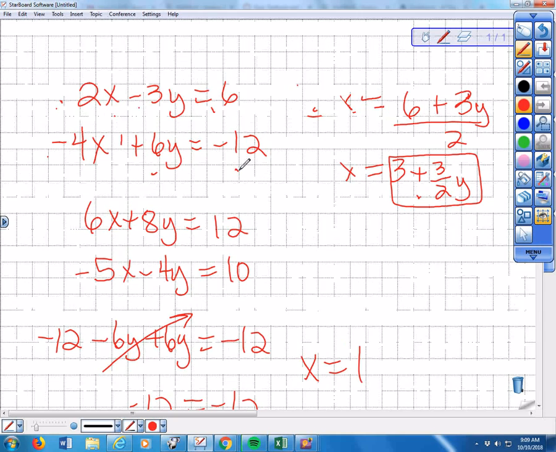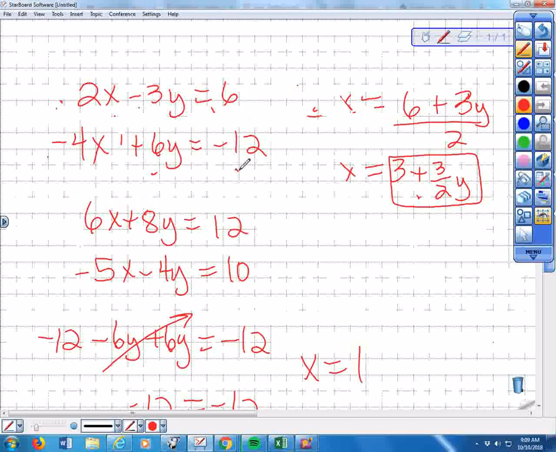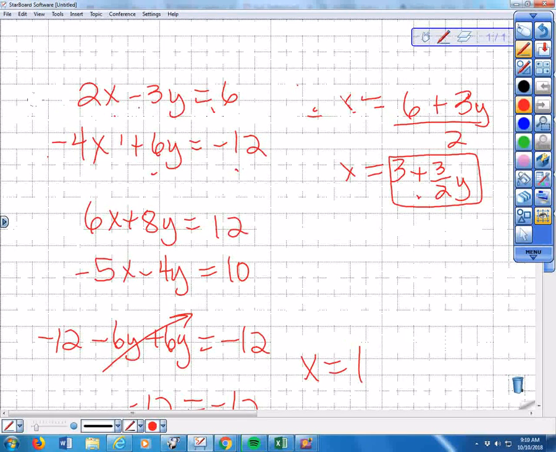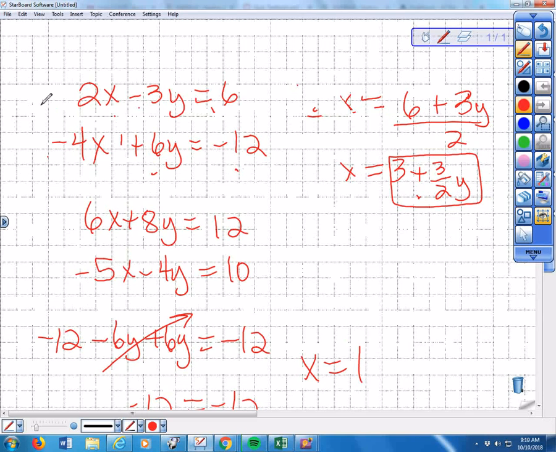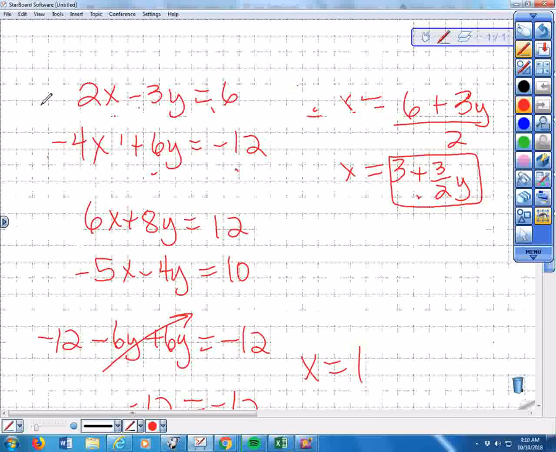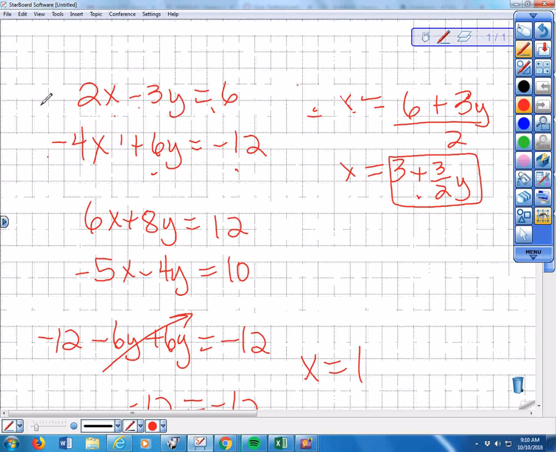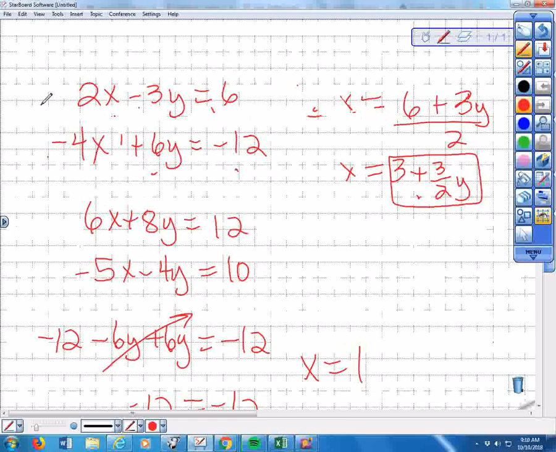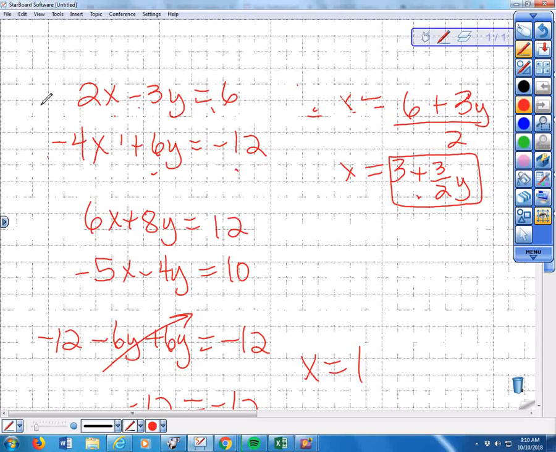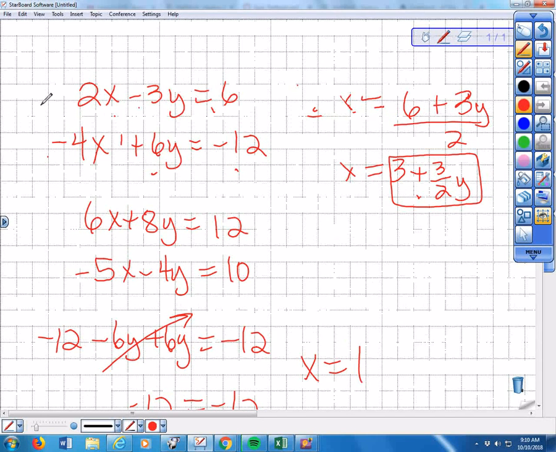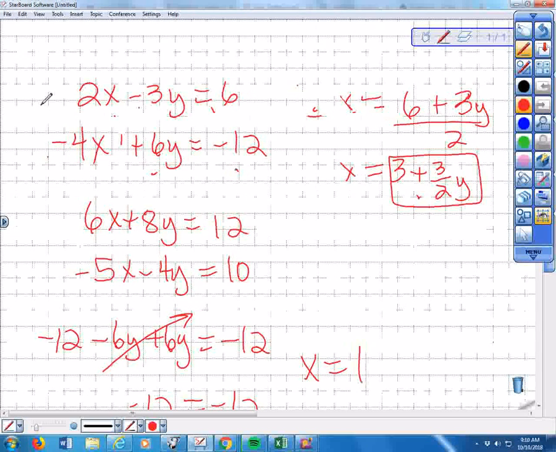Okay? So graphically, to solve this system, I would have graphed these two, and I would have seen that they were in fact the same line, and my answer would have been infinite number of solutions, which would have been consistent, because there's at least one solution, and dependent, because there's not exactly one solution. Consistent, dependent, if they're the same line.